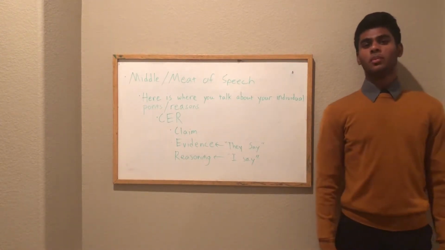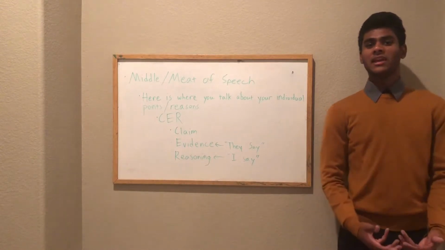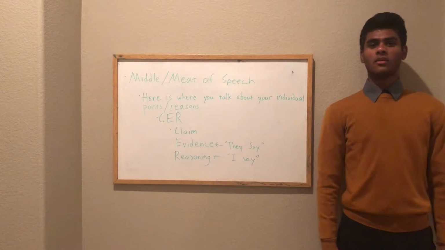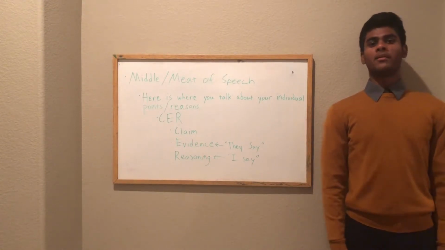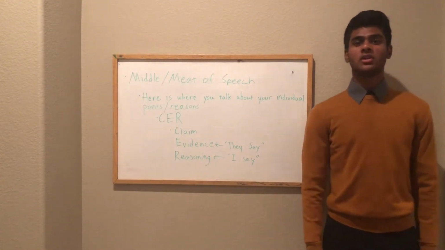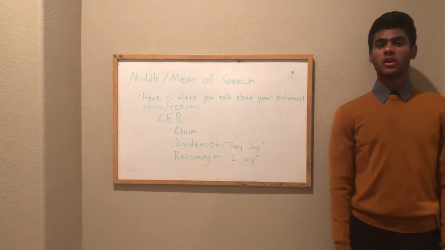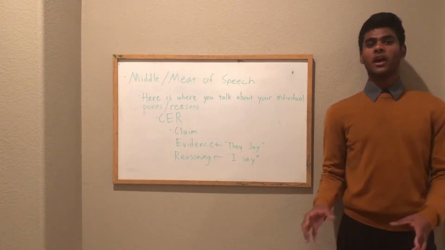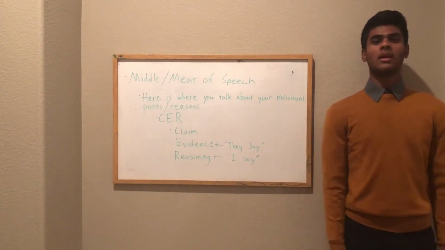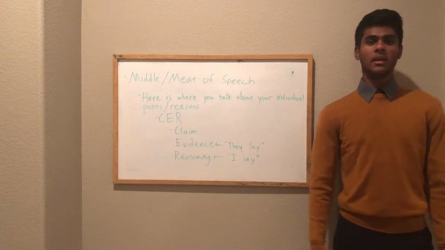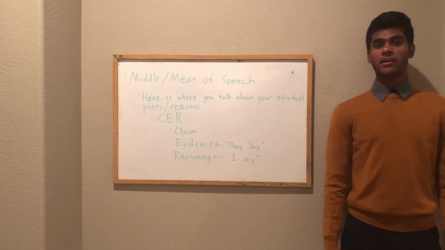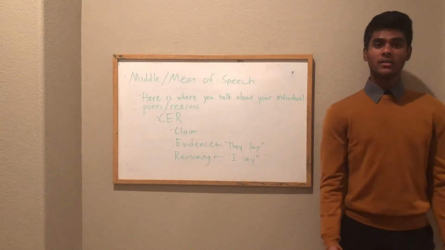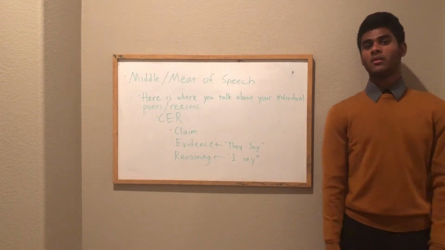The first part is the claim. The claim is very simple. You're going to be stating some kind of affirmative comment. For example, if you're trying to argue that electric cars are better than gas cars, then maybe a claim for that is that electric cars pollute the environment less than gas cars. You're making an affirmative statement there because you're saying that electric cars are better than gas cars because they help the environment.